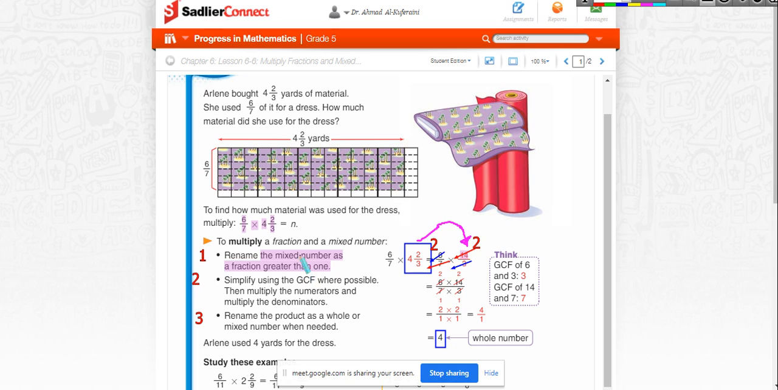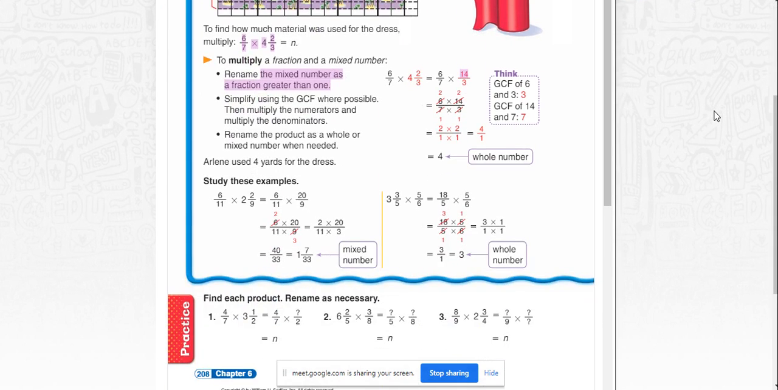So simple. You have 3 simple steps and you have to follow them to find your answer. Now I will, إن شاء الله, do one more question for you and you are requested to pay your attention, okay? Now you have 6 out of 11 times 2 and 2 out of 9, okay?